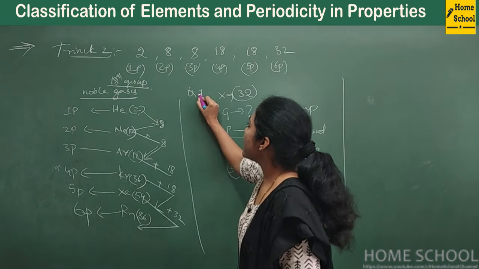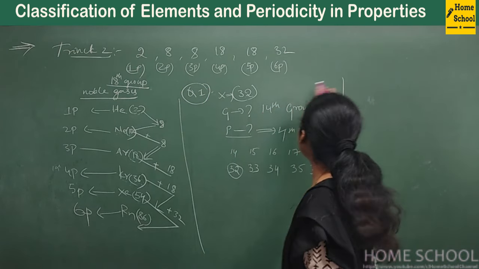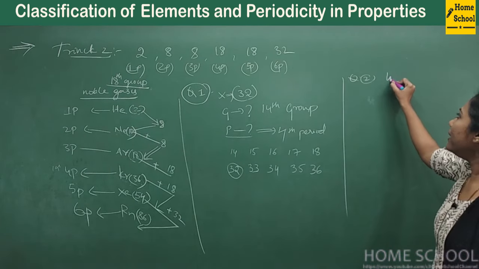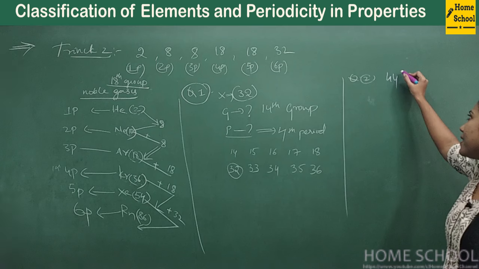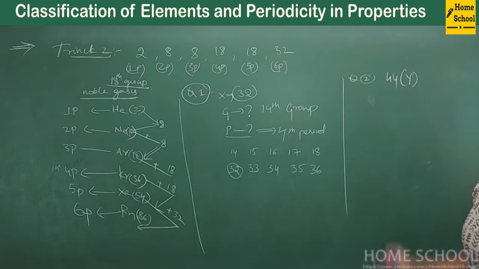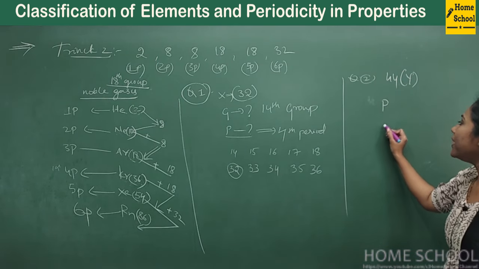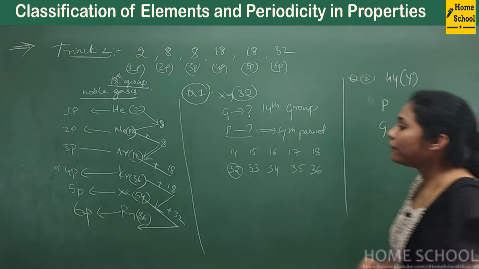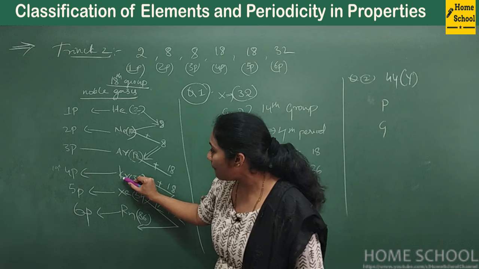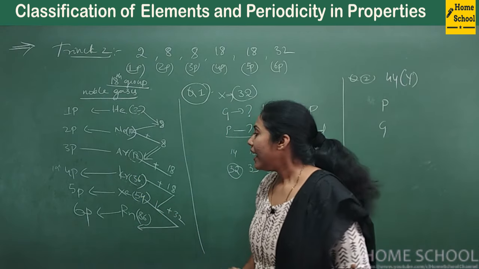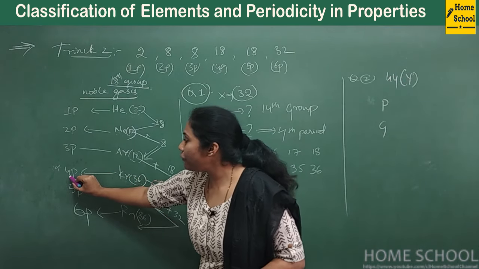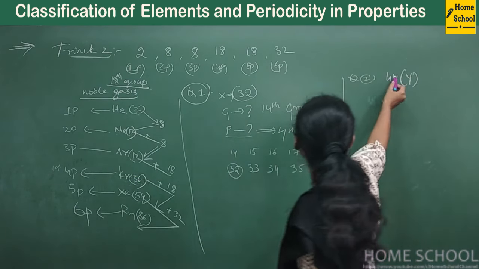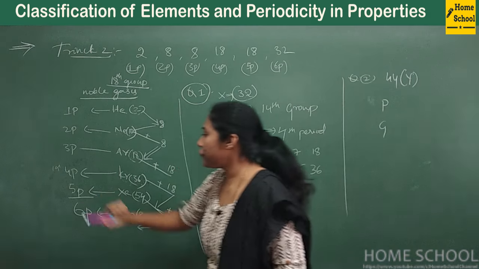This is our question number 2. Identify the element, say some element Y with atomic number 44. You have to identify its period number and group number. So the 44th element will definitely come between krypton and xenon, right? And the 36th element is the last in the fourth period. That means this element 44 will come in the fifth period, right?